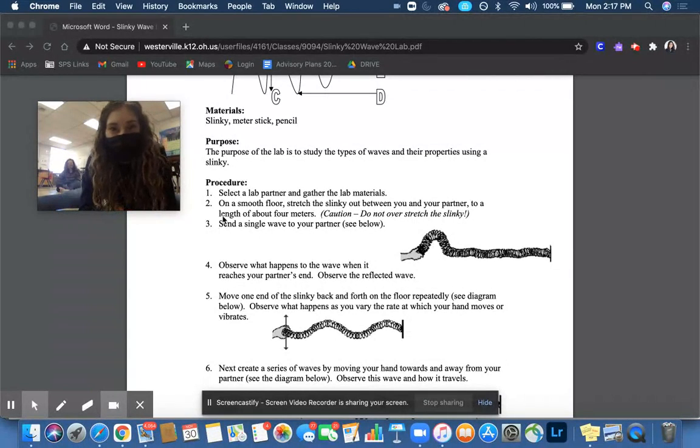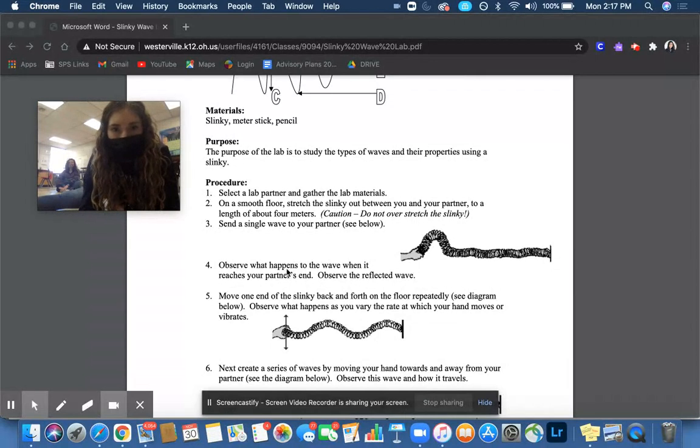We already did that. On a smooth floor, stretch the Slinky out between you and your partner to a length of about 4 meters. Okay, so we're going to need 4 meters and we're going to have to stretch out our Slinky. We're going to send a single wave to your partner. So just like it says below, see below. So I'm going to send a single wave like this, just one, to Miss Barton.